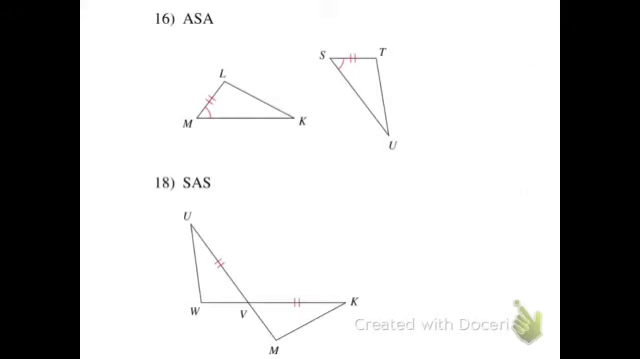Moving on to the last two on this page here. On 16, when you have angle, side, angle, we already have angle, side. We need to get that angle on that one. We have angle, side, and we need to get the angle on that one. So the angle centered at K and angle centered at T, we need those to be congruent. So angle MLK needs to be congruent to angle STU.